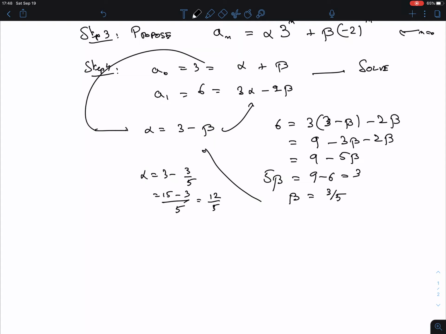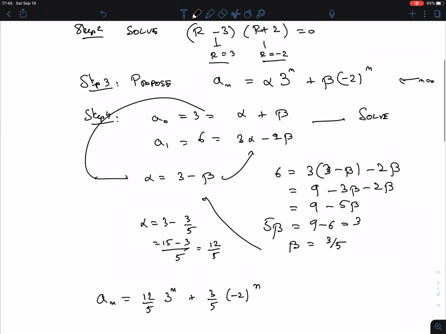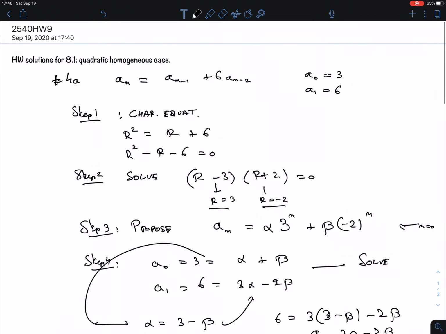And so the general solution would be a_n is 12/5 times 3 to the power n plus 3/5 times minus 2 to the power n. Okay, and you can always check that at least the initial conditions are true.